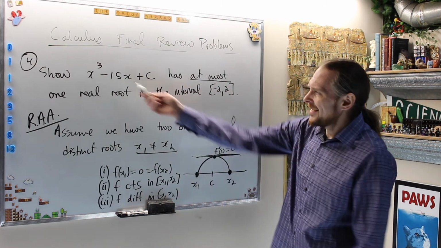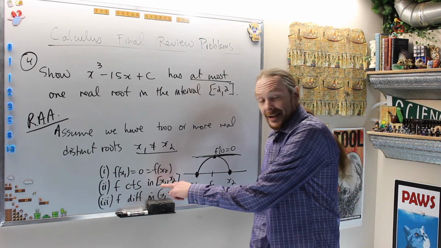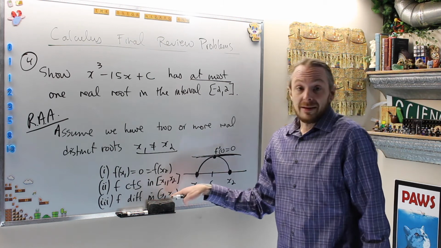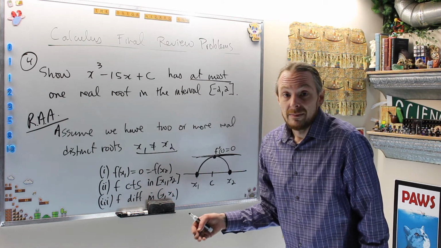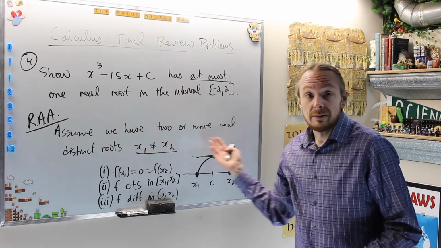Is that true for us? Yes, our function is a polynomial. It's continuous on R, so it's continuous in any subinterval of R. It's differentiable on R, and therefore is differentiable in this interval. So our function satisfies Rolle's theorem in this assumption.